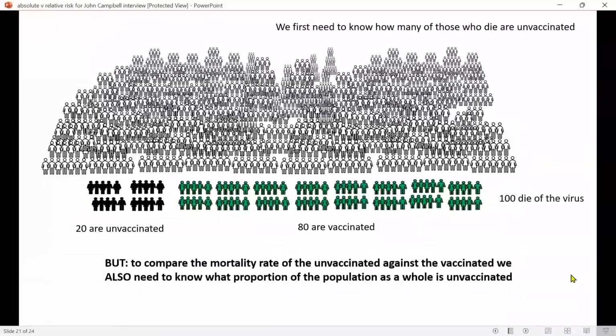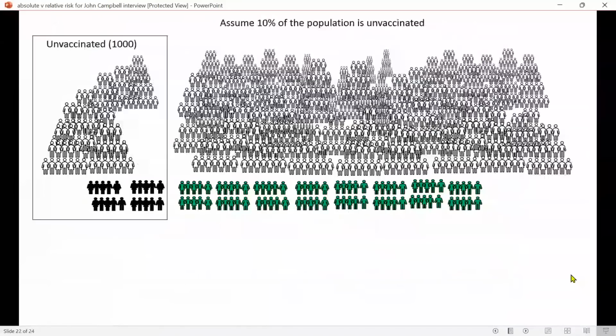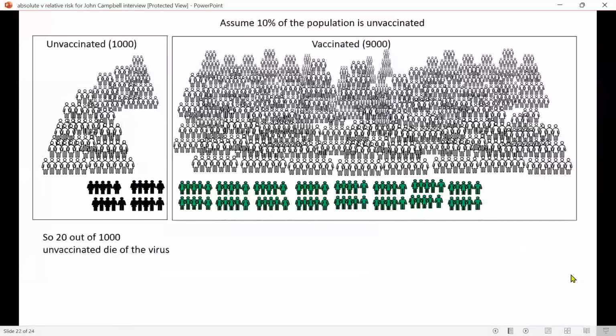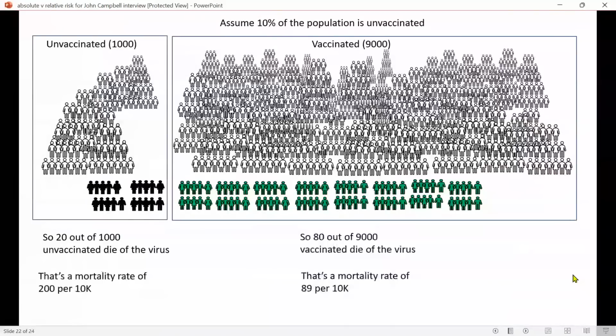So click through. There we've got 1,000 unvaccinated, of whom 20 die. So 20 out of 1,000 unvaccinated die of the virus, and that means that 9,000 are vaccinated, of whom 80 die. So their mortality rate is therefore 200 per 10k, whereas only 80 out of 9,000 vaccinated die of the virus, and that's a much lower mortality rate. That's 89 per 10k. So the mortality rate of the unvaccinated in this example is more than twice that of the vaccinated, and that would be really, really strong evidence in favour of the vaccine. That would be very powerful evidence in favour of the vaccine.